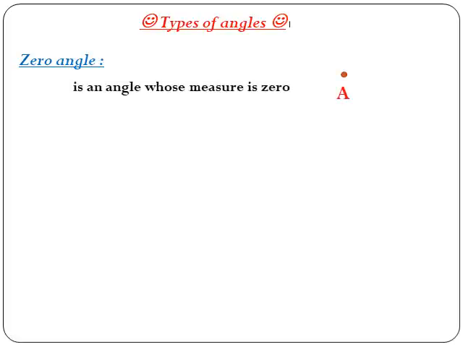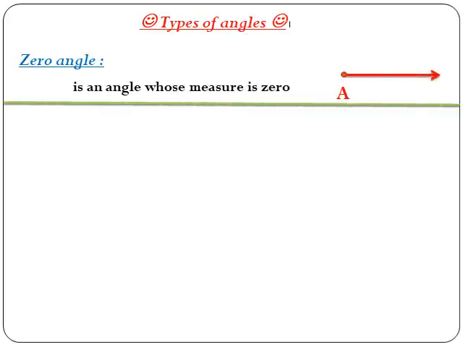Types of angles. The first type of angle, the zero angle. You must learn about that. I have more types of angle, so let's remember them. Okay, first, the zero angle. What is the meaning of zero angle? So the zero angle, I have the first ray like that, and the other ray like that.